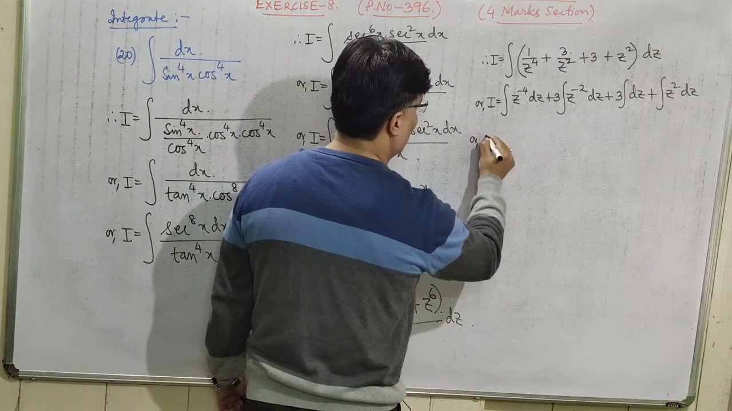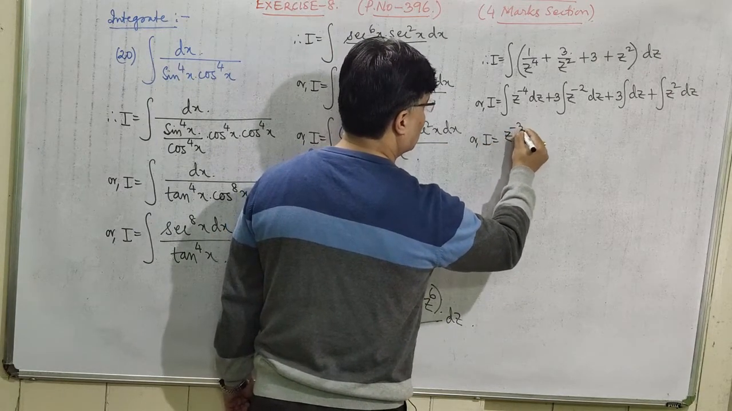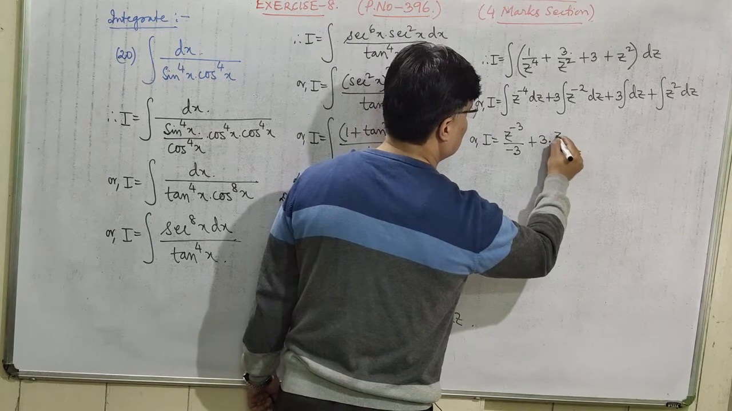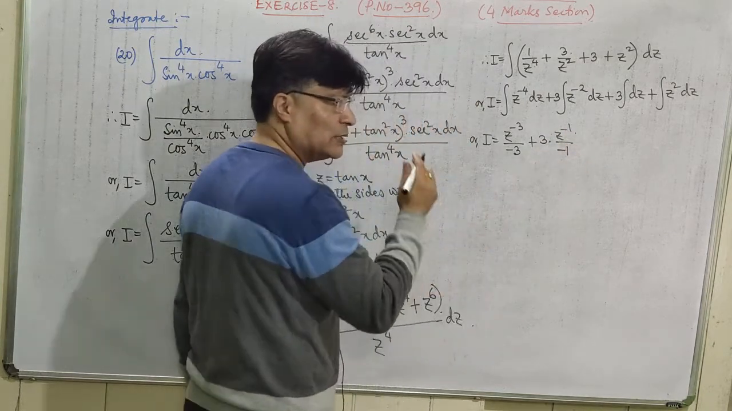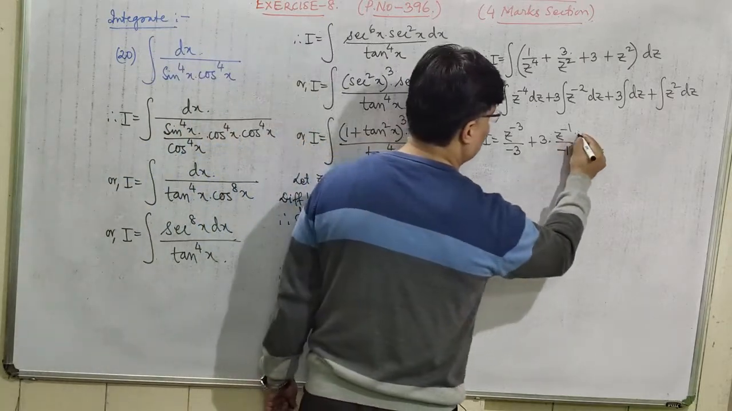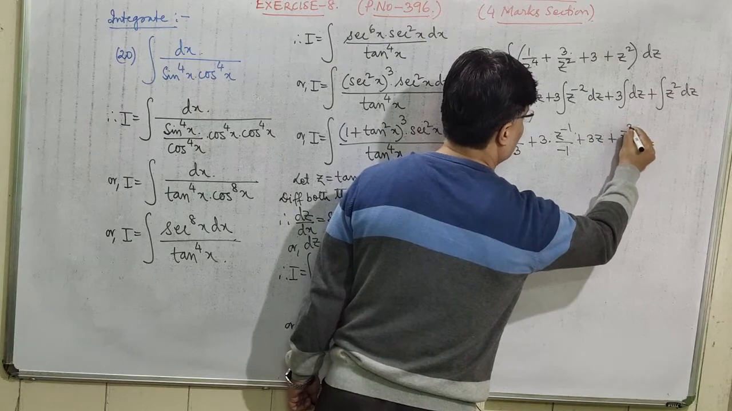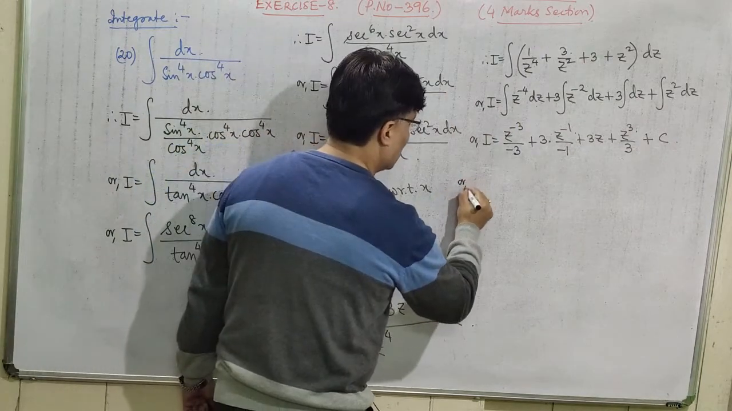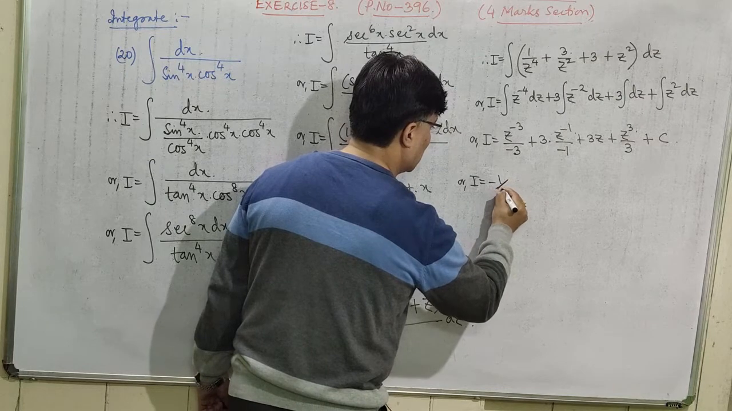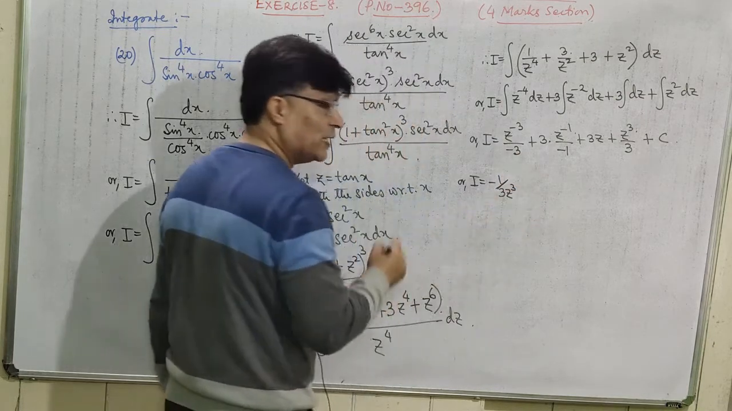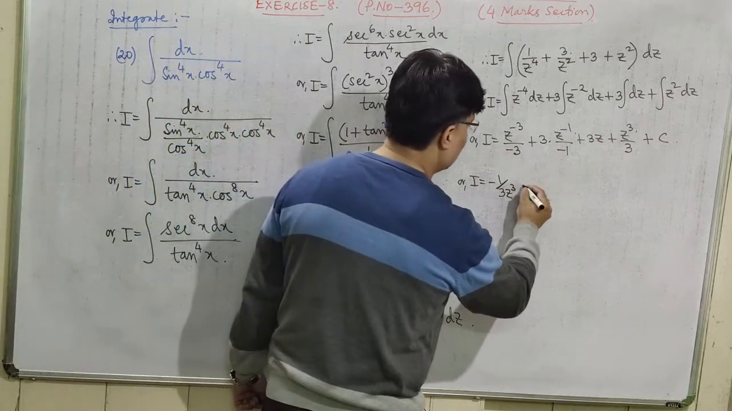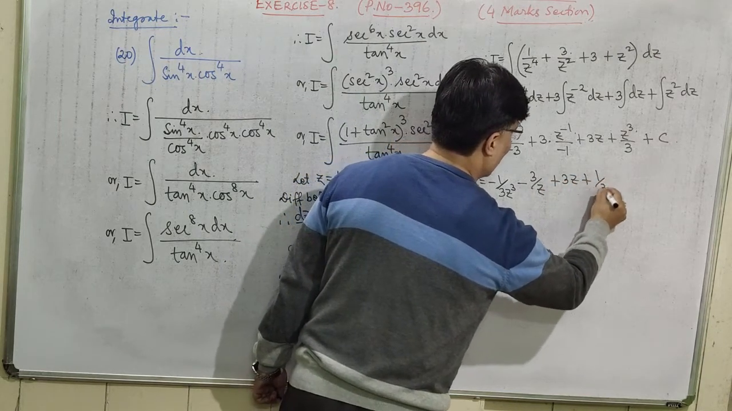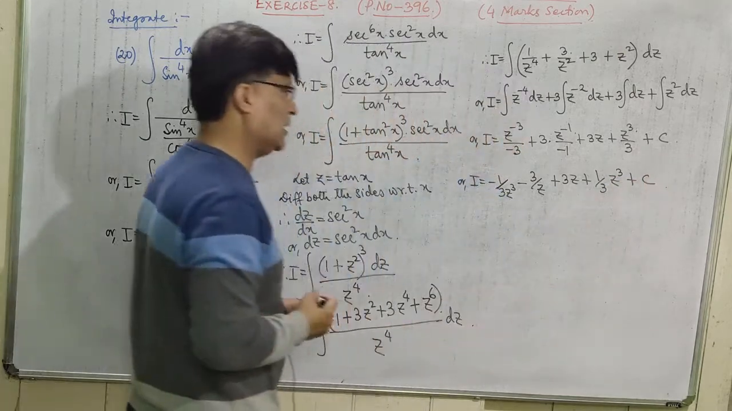Okay. So what is the integration of z to the power minus 4? You know that x to the power n plus 1 divided by n plus 1. z to the power minus 3 divided by minus 3, plus 3 into z to the power minus 1 divided by minus 1, plus 3z plus z cube divided by 3. Then what should we write? Plus c. Okay. So I is equal to minus 1/3, z to the power minus 3 is taken to the denominator to make it z to the power plus 3. Plus and minus 3 by z plus 3z plus 1/3 z cube plus c.